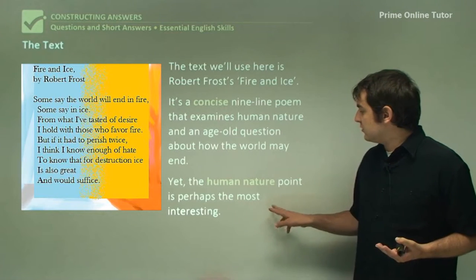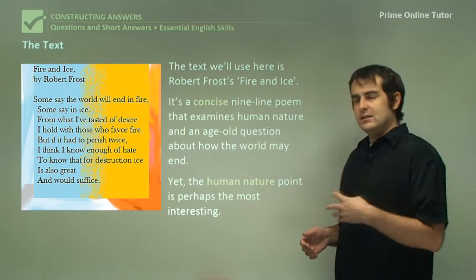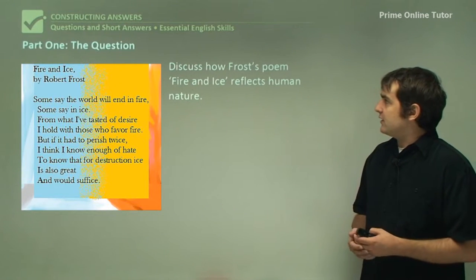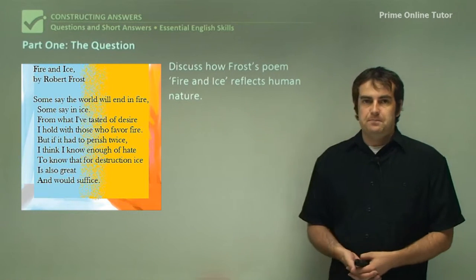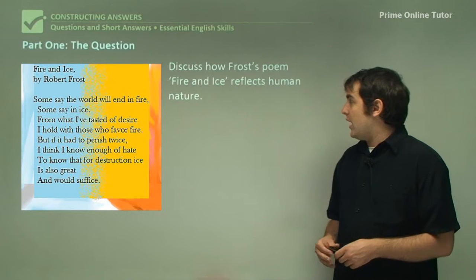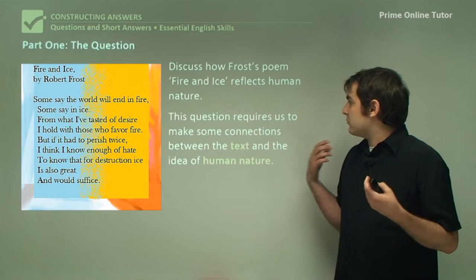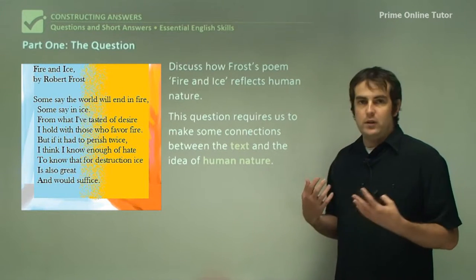We're mainly focusing on how it answers to human nature, and basically what it says about us. Okay, so the question is, discuss how Frost's poem Fire and Ice reflects human nature. Now, it's a fairly broad and straightforward question, and the problem is that it requires us to not only make some connections, but also that there is more than one answer.